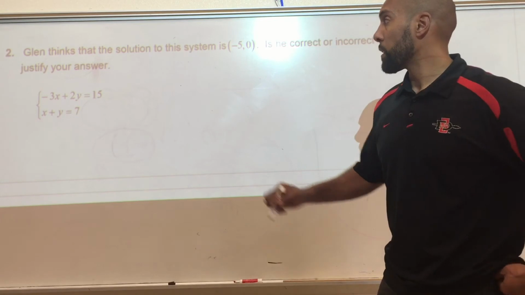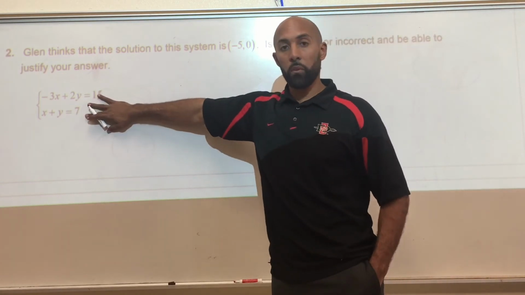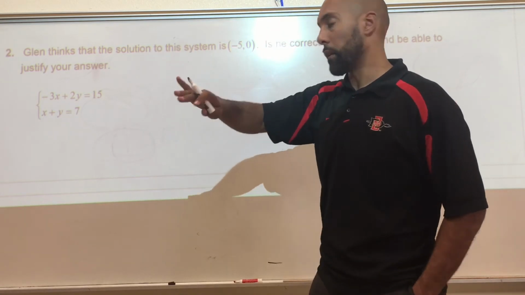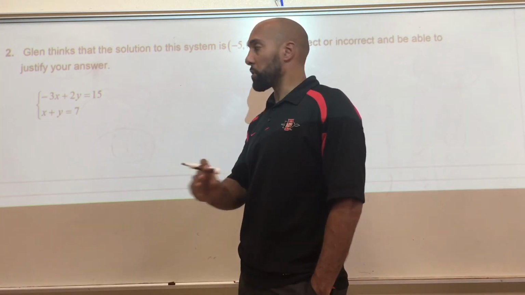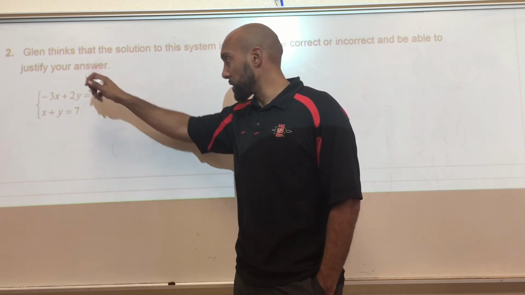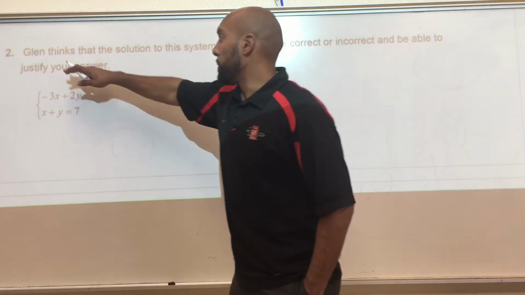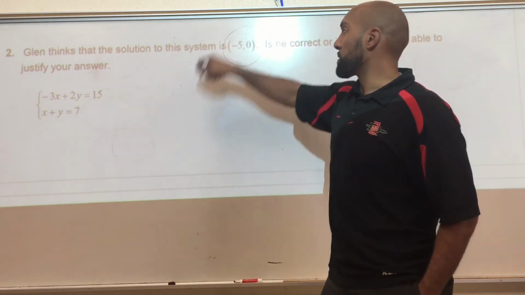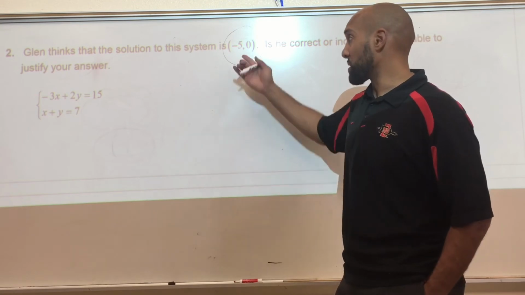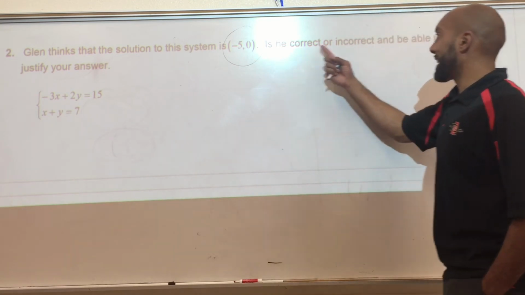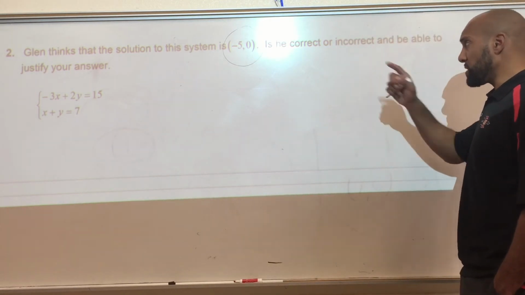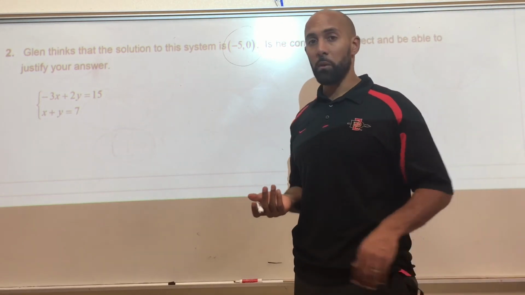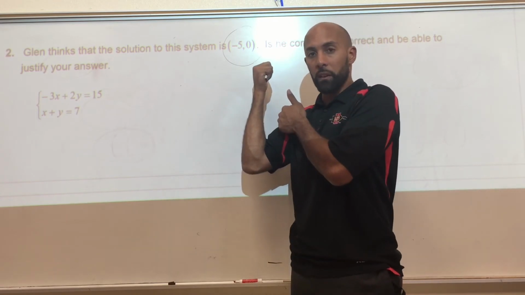Okay, number 2. Now, in this problem, we're given a system of equations, and some of us right away are going to think, oh, go ahead and solve it. And you could solve it. That's one way to do it, is just do elimination and solve it. But let's read what it's asking to do. Glenn thinks that the solution to the system is negative 5, 0. So this guy thinks that the answer is negative 5 and 0. Is he correct or incorrect? And be able to justify that. So basically all we're doing is checking to see if that's correct or not.